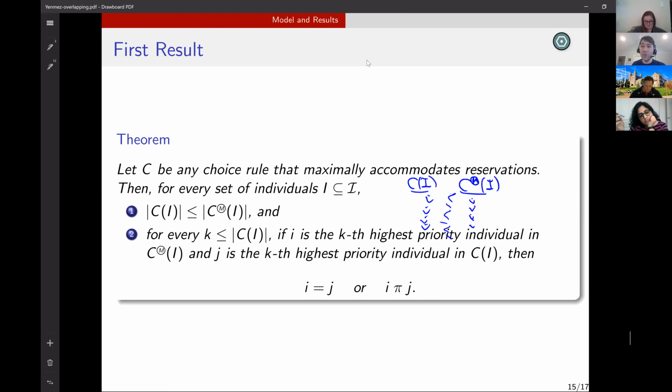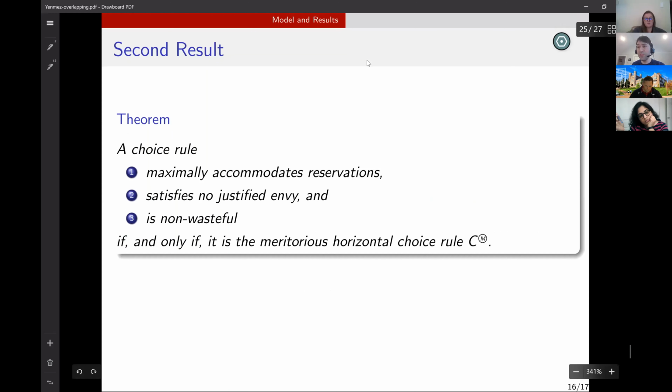All right, and our second and perhaps main result is the following. Suppose that we impose the 3 conditions that I introduced: maximal accommodation of reservations, no justified envy, and non-wastefulness. A choice rule satisfies all three if and only if it is the meritorious horizontal choice rule CM. So these 3 properties uniquely define the meritorious horizontal choice rule CM.